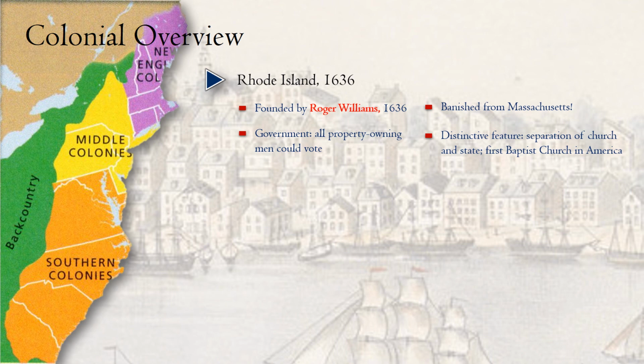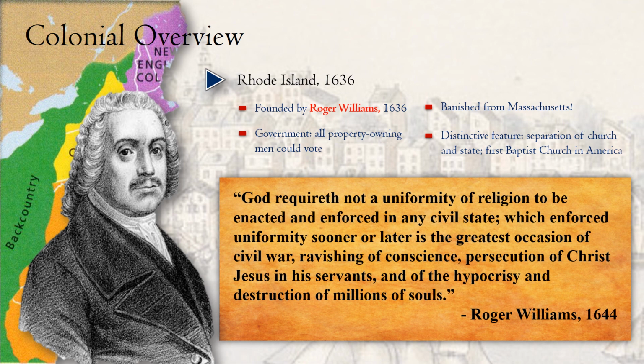Also, all property-owning men could vote, whether or not you were a member of a particular religion or not. But again, we are talking about property-owning white men, which is the standard in the 17th century. Roger Williams tells us that God requireth, or God does not require, a uniformity of religion to be enacted and enforced in any civil state, which enforced uniformity sooner or later is the greatest occasion of civil war, ravishing of conscience, persecution of Christ Jesus and his servants, and of the hypocrisy and destruction of millions of souls.